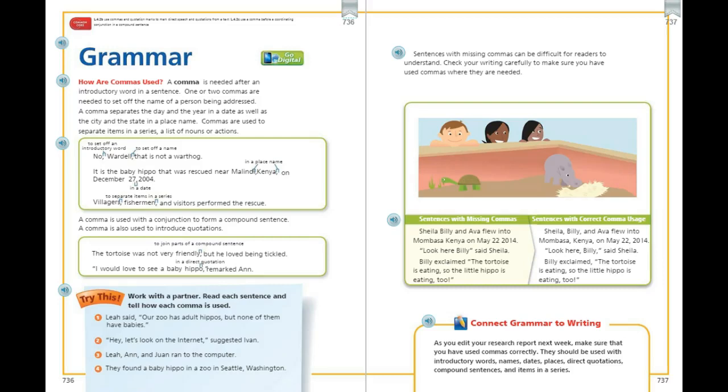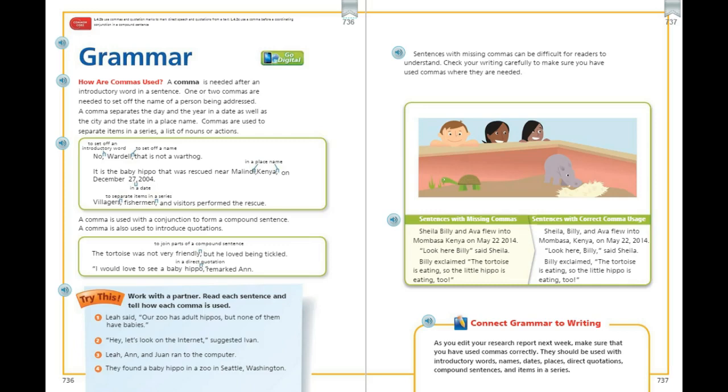Today in Grammar we're going to review commas. So turn in your student book, page 736, and we're going to read this information and look at these examples together. So a comma is needed after an introductory word in a sentence.